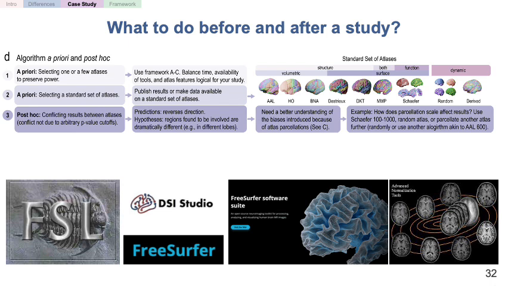Now, finally, in this third row here, the last part I think is the hardest scenario: what to do if conflicting results between atlases arise. Fortunately, in our study on the structure-function relationship in the brain during seizures, we either had enough power or not enough power to detect differences. This is in contrast to the potential scenario where prediction reverses directions or another finding reverses directions. I think the best way for now to go about this is that we need a better understanding of the biases introduced because of atlas parcellations such as scale.